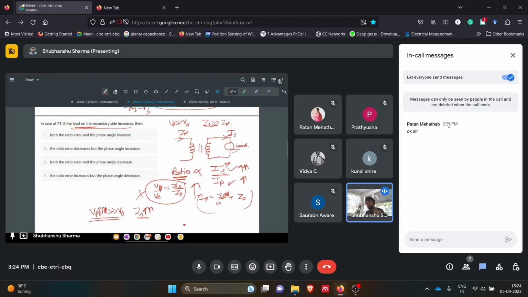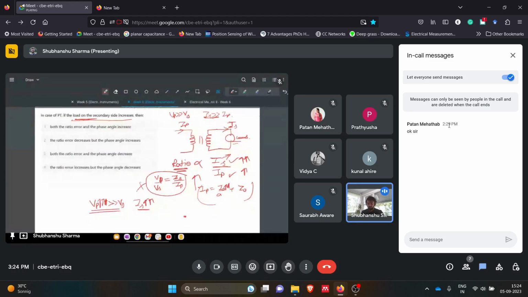So if the load on the secondary side increases, the secondary side current increases. That means the primary side voltage also increases by a very high amount, and it will create issues in the ratio error as well as the phase angle. If you want more clarity, I can derive the full ratio error and the phase error equations for this.